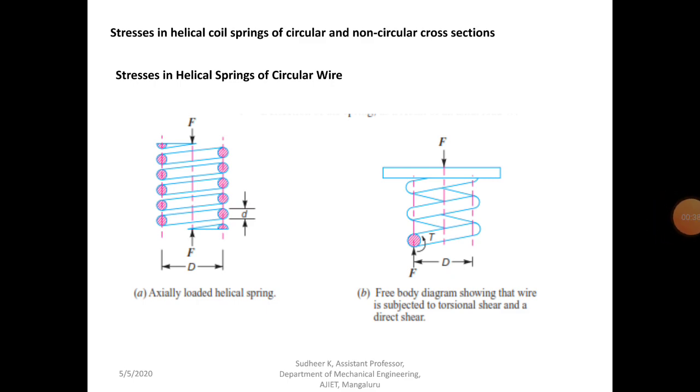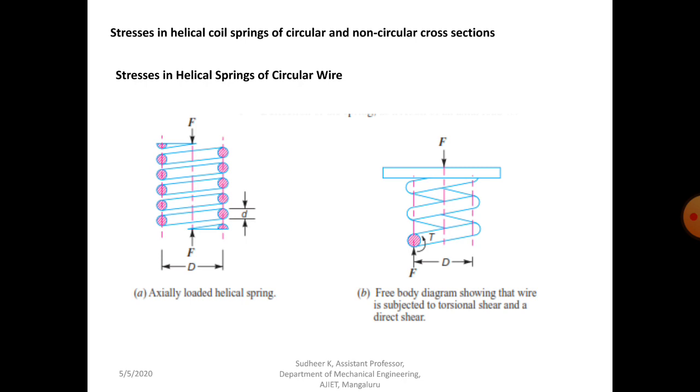In this topic, the diagram given here is an axially loaded helical spring. This is the free body diagram showing that the wire is subjected to torsional shear and direct shear. So we have to derive stresses in a helical spring for circular wire. There are two basic equations for the design of a helical spring always: the load stress equation and the load deflection equation.